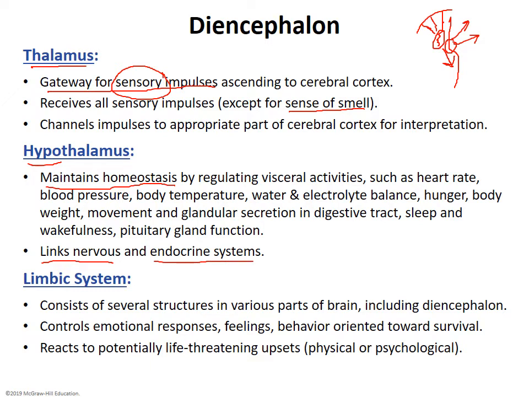All right. The hypothalamus is going to control the pituitary gland, and the pituitary gland in general controls the endocrine system. That's why it's called the master gland of the body.